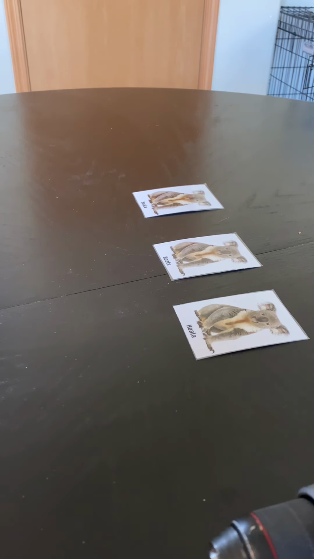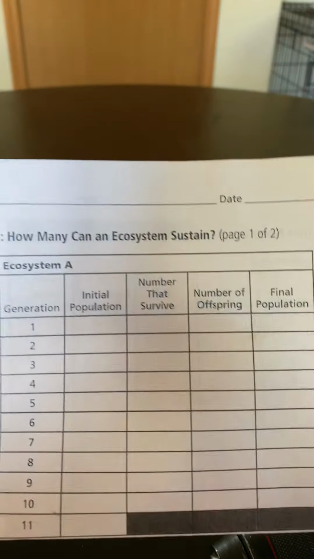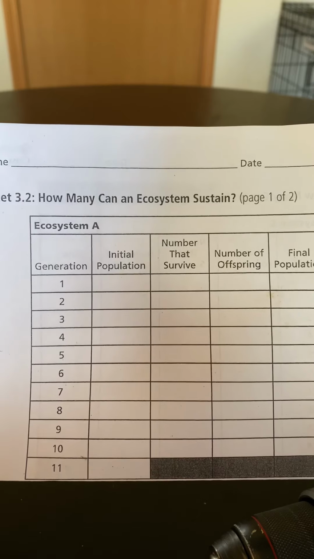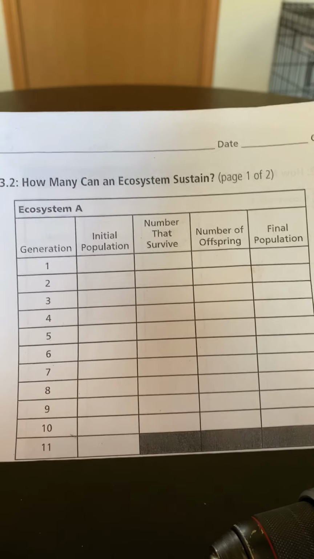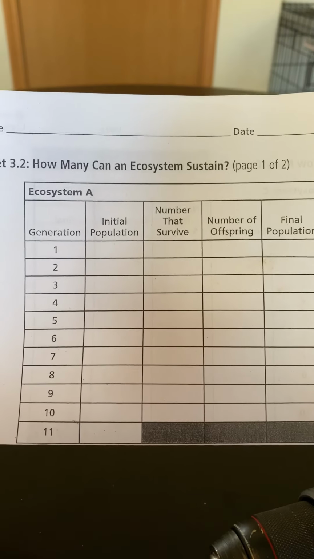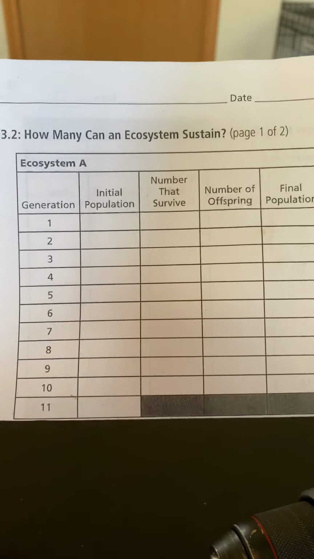Okay, this is a koala activity. It's called How Many Can an Ecosystem Sustain? And it's about carrying capacity. And so you're going to need your student sheet that looks like this. How many can an ecosystem sustain? And you notice it says generation 1 all the way up through generation 11.